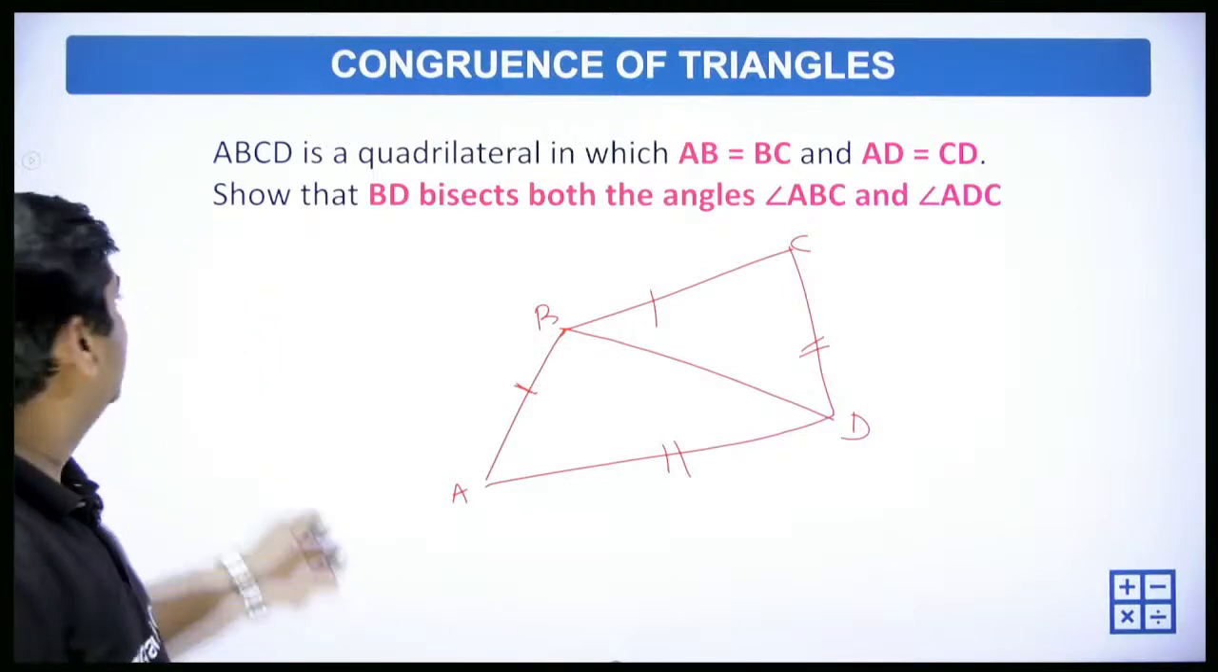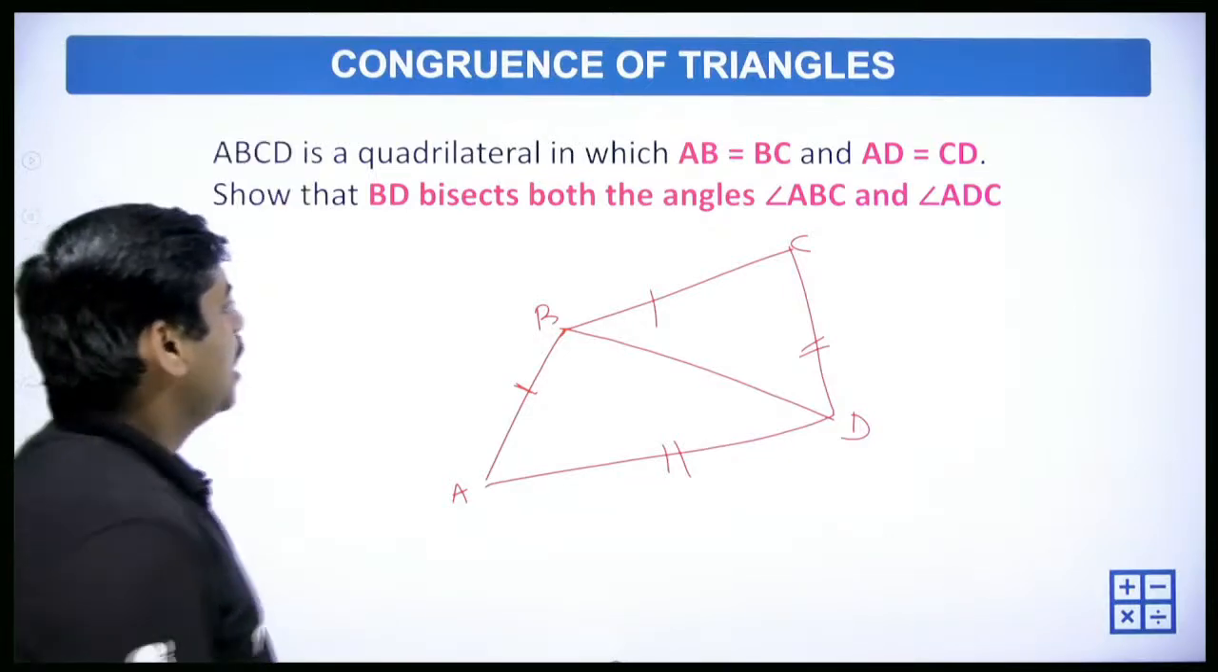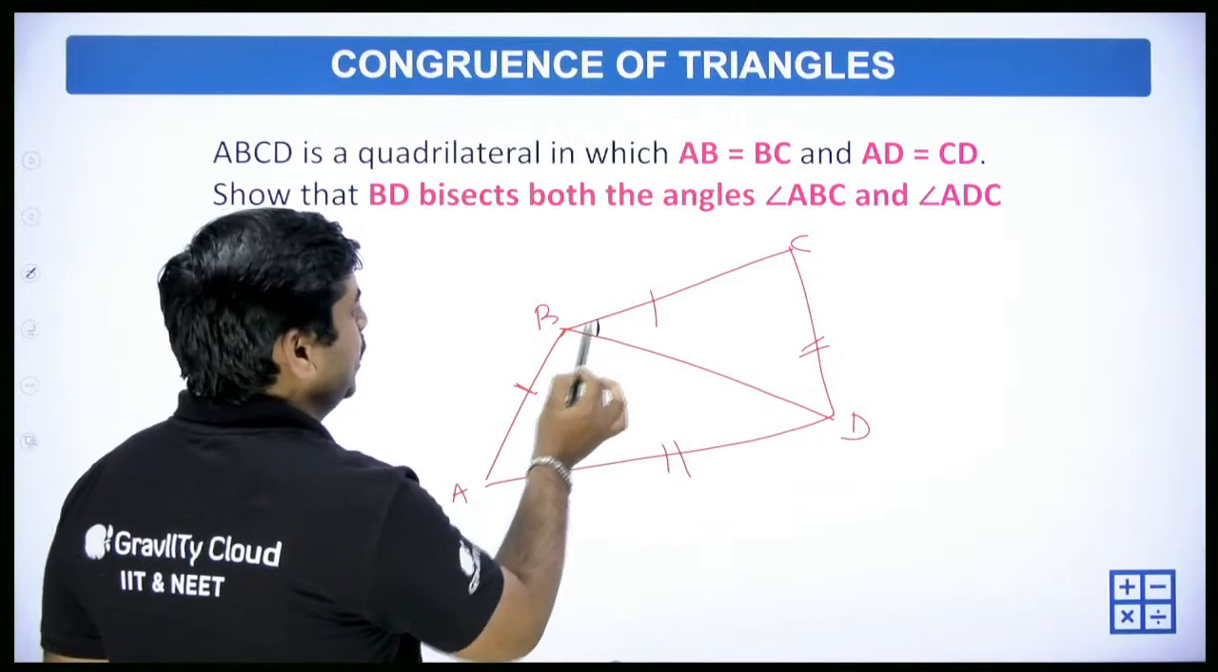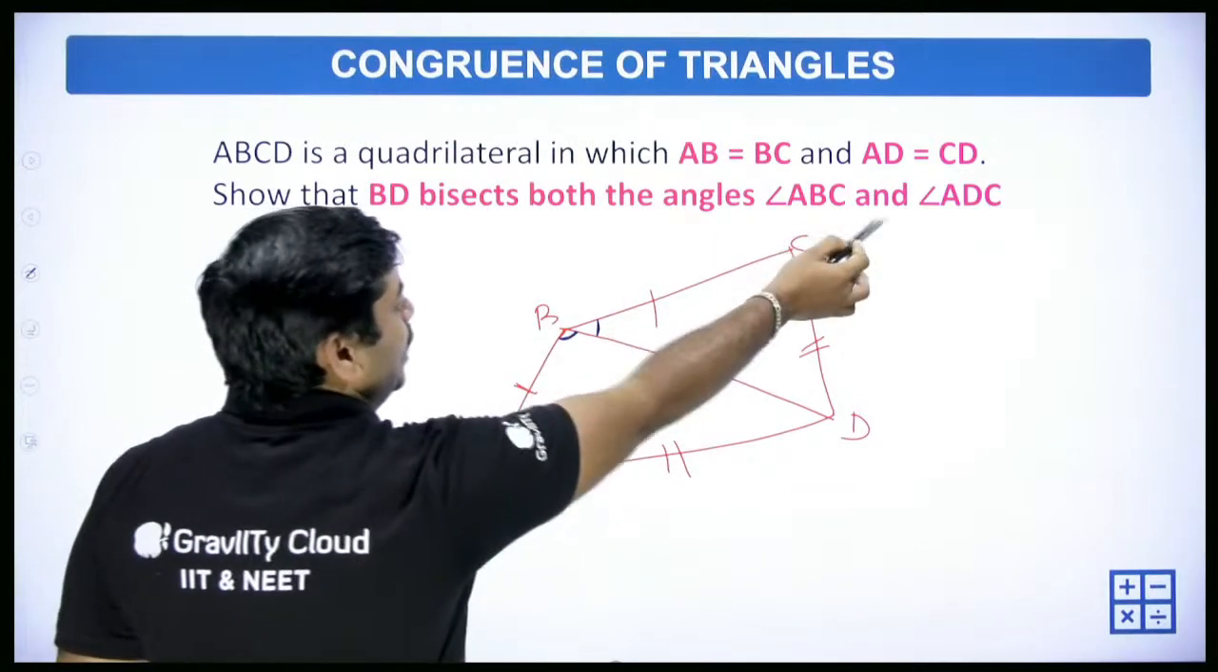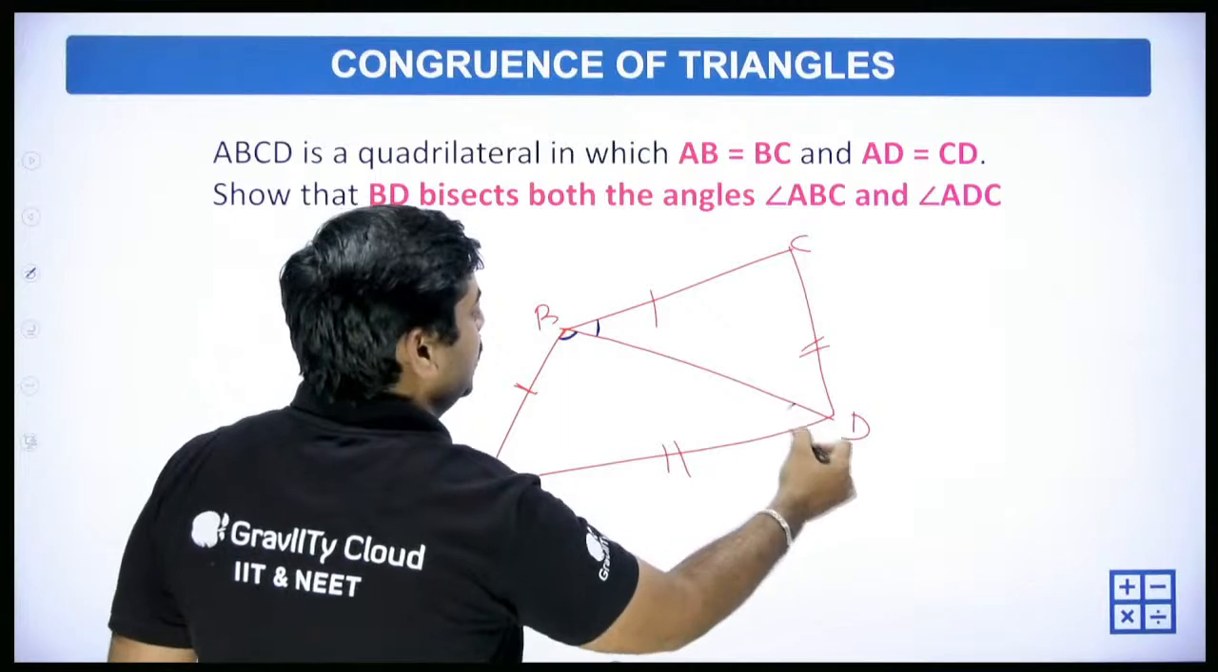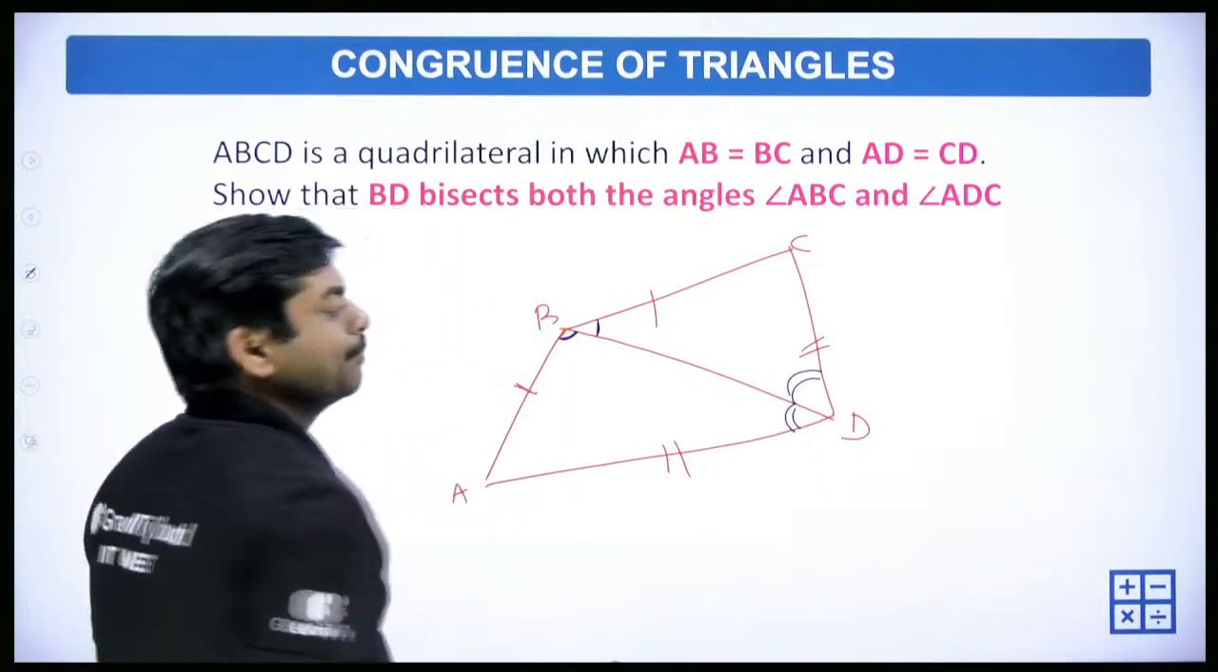BD bisects both the angles, angle ABC and angle ADC. That means this angle and this angle should be equal, and in triangle ADC, this angle and this angle should be the same. So we need to prove that.